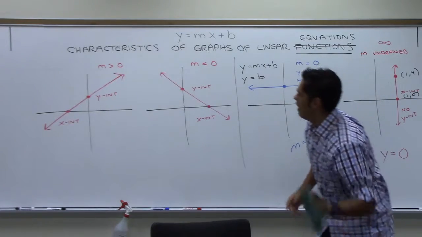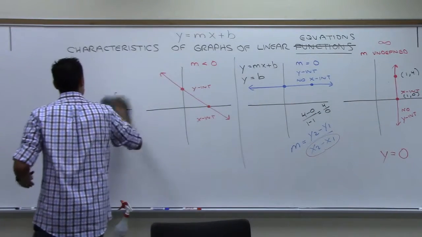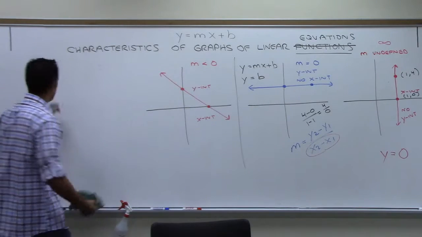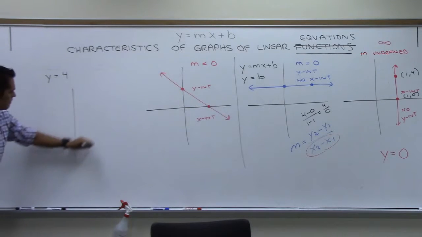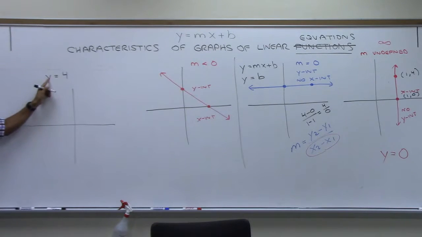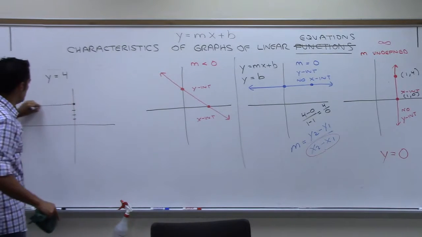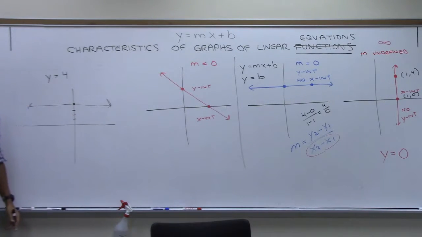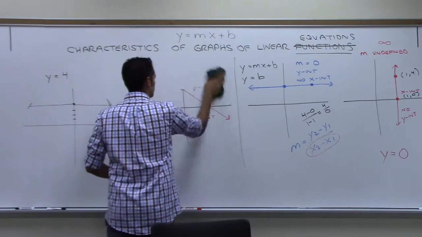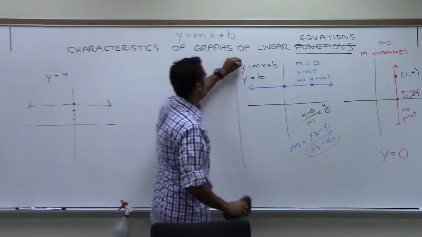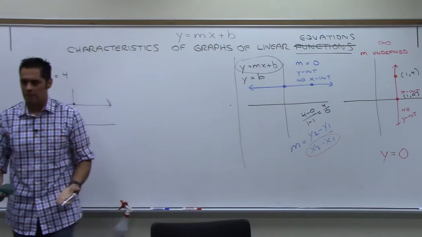So let me illustrate that with a specific example. If somebody asked you to graph this line, okay? Graph the line y equals 4. Then what you would do is you would say, my y-intercept is 4. 1, 2, 3, that's 4. And then I have no slope, which means it's a horizontal line. And I would draw a line like this. Understand?